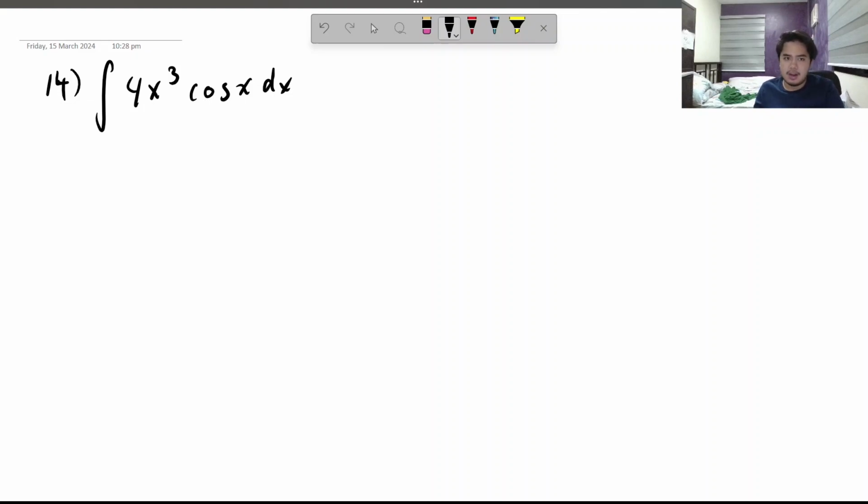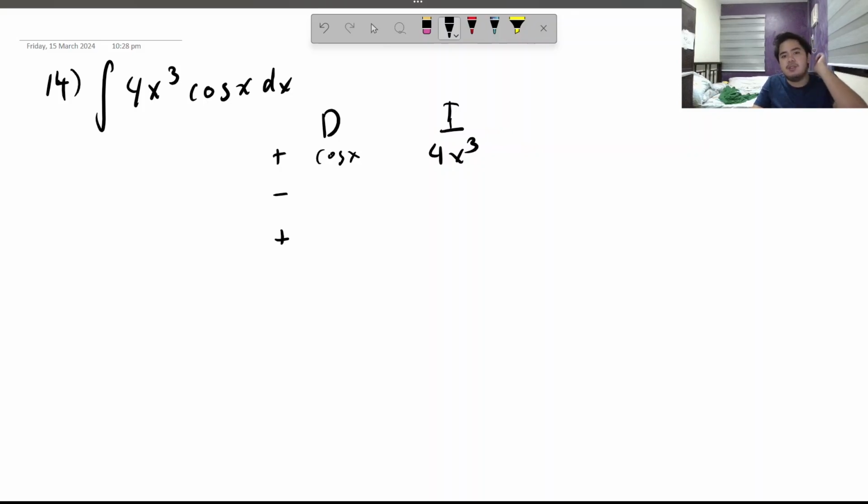In this scenario, we can also use the DI method. This is integration by parts. Now, how do you decide what goes into D, what goes into I? For me, I just know what to put in D and I. But we can experiment. So if we put 4x cubed here and then cosine x here, let's see.